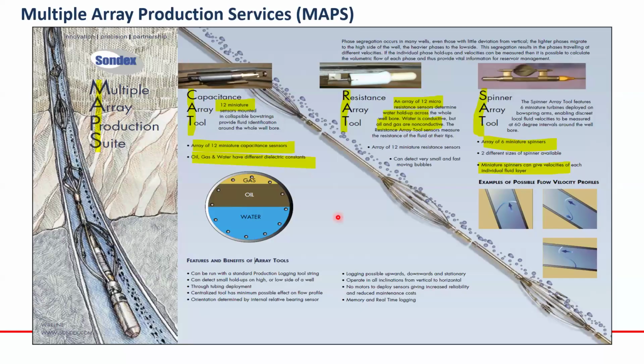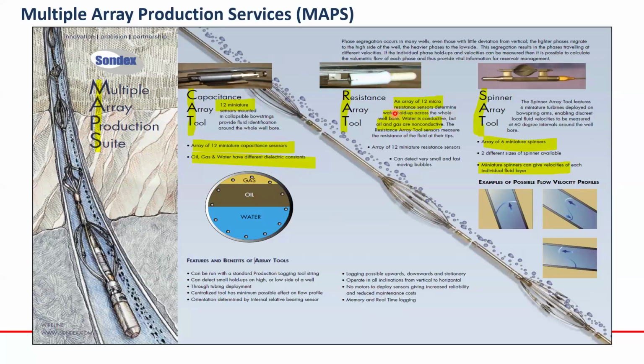One is called CAT, RAT, SAT. SAT is an array of 6 mini spinners, and can give you the velocity of each individual fluid layer, the same as FSI. Okay, and the resistance array, it is RAT. It's an array of 12 micro resistance sensors that try to measure water holdup.